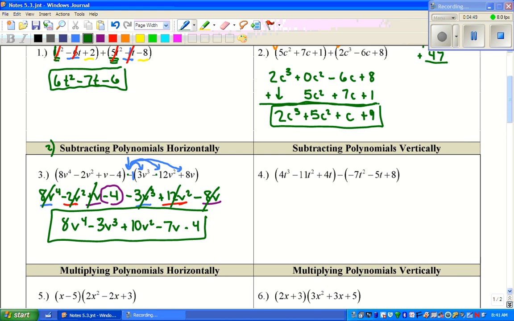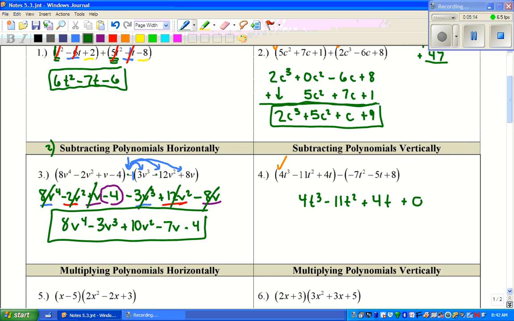Now, if we wanted to do that vertically, you could do it the same way that we did it up here. I'd write this one right here first, since it has the largest exponent. So I'd write 4t to the third minus 11t squared plus 4t, and then I'd write plus 0 back here because there's no constant term.